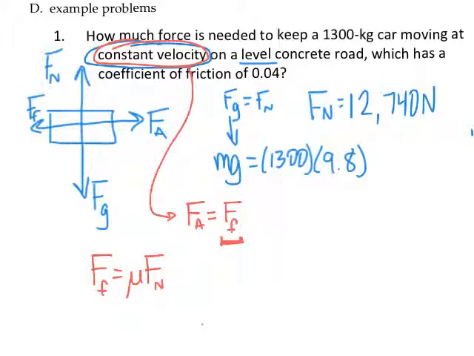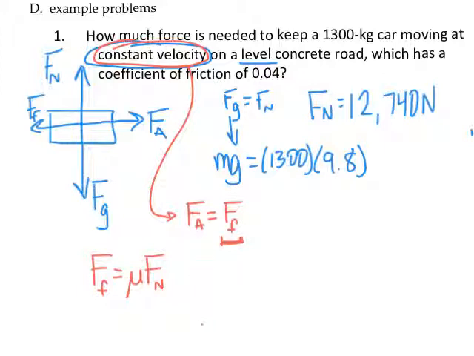So remember, we have some mathematical tricks. Because it's a constant velocity, we can plug in the applied force and the friction. That's where we're going to be looking for. This is the number we want to know. The coefficient was given, and then we calculated the normal force. Because it was on a level concrete road, gravitational force and normal force are the same number, and we found that by finding the weight of the object, which would be to take its mass in kilograms and multiply by 9.8.